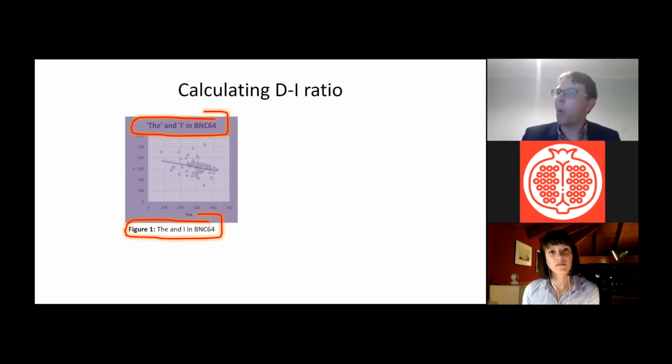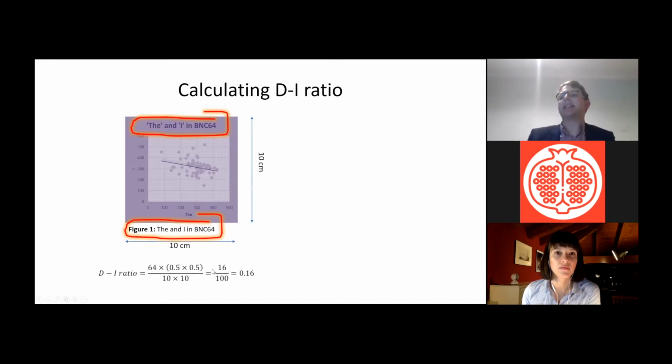But what is more important is for us to look at how we would calculate the data-ink ratio here. So imagine that this is printed on an A4 page, and the size of the graph is about 10 centimeters. It is a square, so 10 times 10 centimeters. So let's plug the numbers into our data-ink ratio equation. So first of all, the data ink: the ink that was used to present the information, the scientific data.